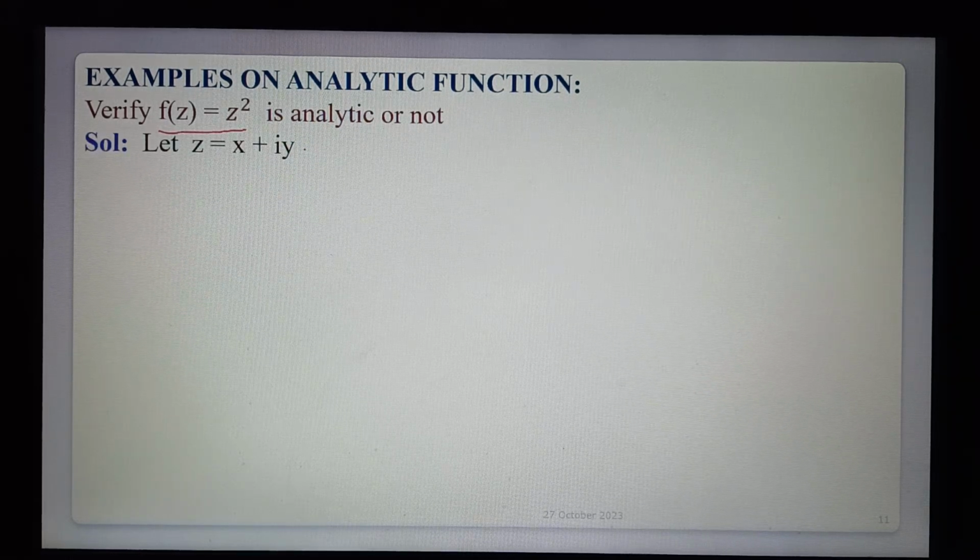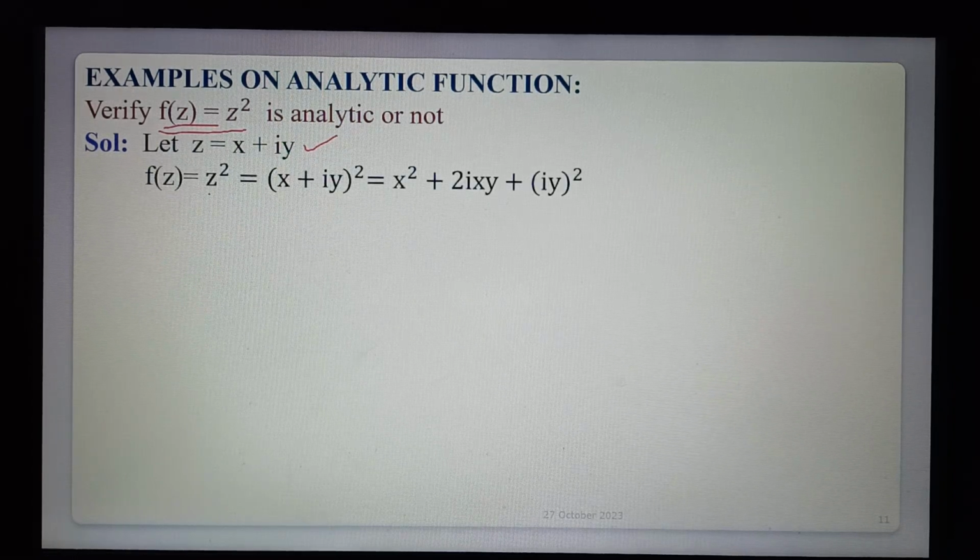So let the complex variable in the domain be x plus iy. The given function is f of z is equal to z square, where z is equal to x plus iy. So x plus iy whole square, expanding, is x square plus 2xy plus iy whole square, which is equal to x square minus y square plus i into 2xy.